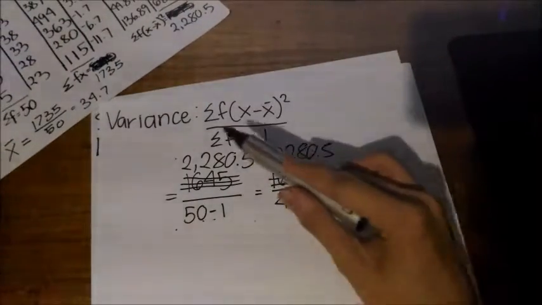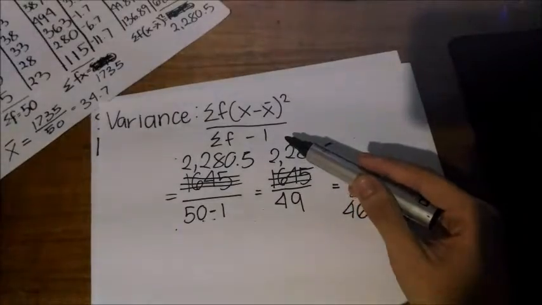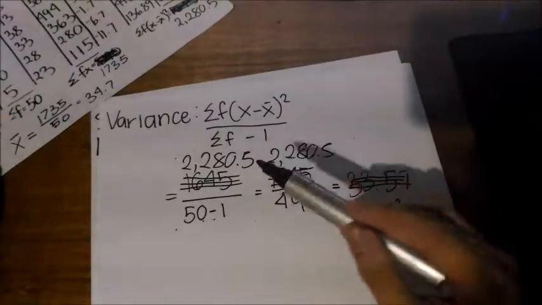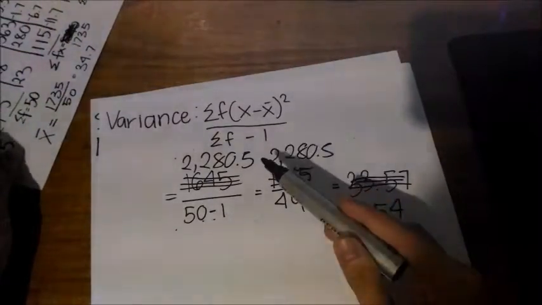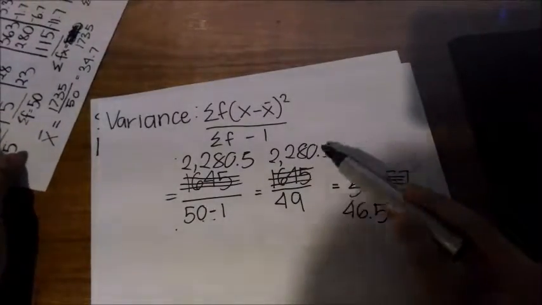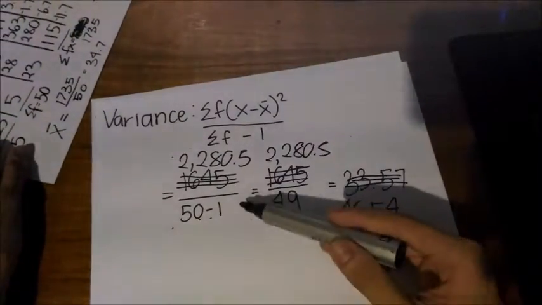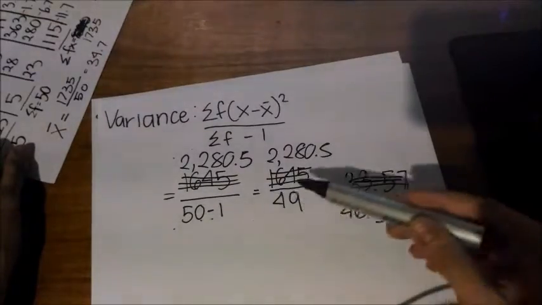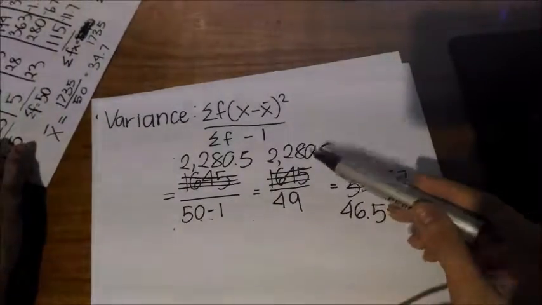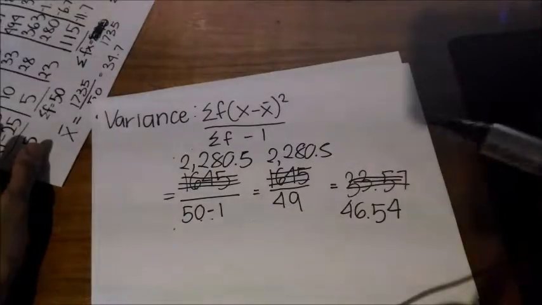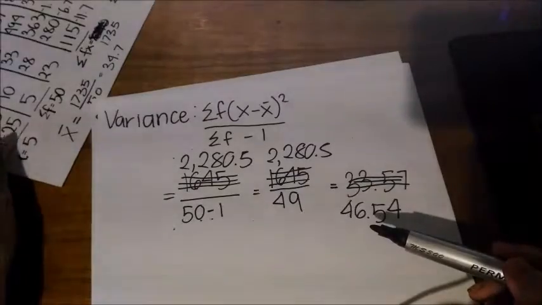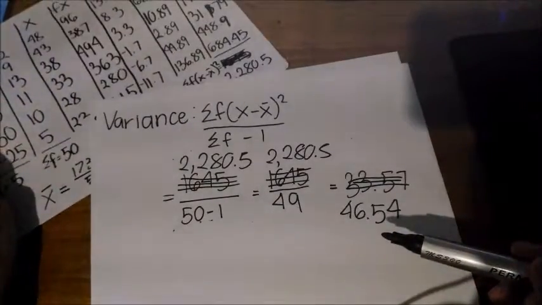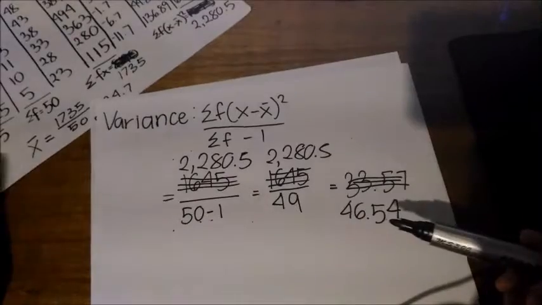2280.5. Then as you see here, you divide it by the sum of your frequency, which is 50, then subtract 1. So 2280.5 over 50 minus 1, which is 49. 2280.5 divided by 49, you get 46.54. So that is your variance.